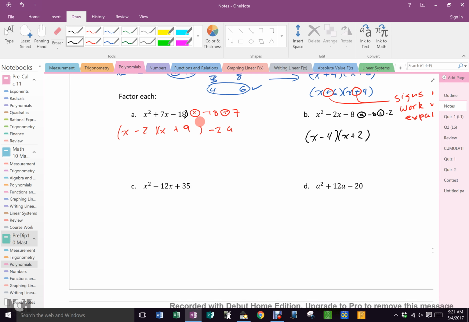Okay? All right. So this one here, what do I got to multiply to? 35. And what do I got to add to? -12. What is it? It's got to be -7 and -5. This is negative, this is positive. Because that's positive, I need two of the same sign. Because that's negative, they must both be negative. Everybody cool? You guys try D.